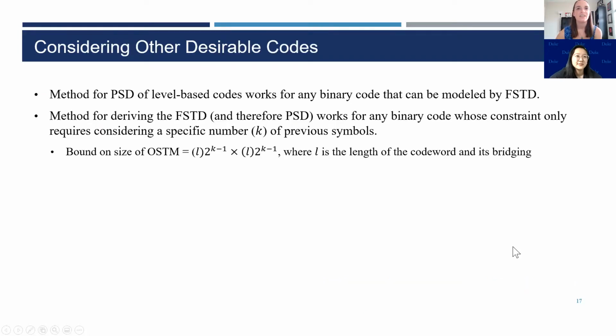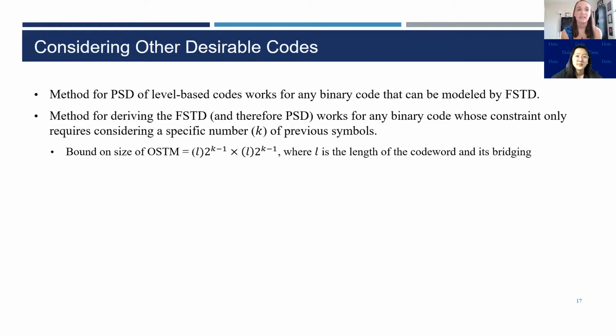Okay, so you might be wondering: you focused only on LOCO, ALOCO, AX constrained, and SX constrained, but what about other codes? What would you do? First of all, we'd like to highlight that the method for calculating the power spectral density of a level-based code works for any binary code that can be modeled as a finite state transition diagram. And in fact, if it's not a two-level code like LOCO, there are ways to get around that, using subsignals to calculate the full power spectral density. So it's even more applicable.